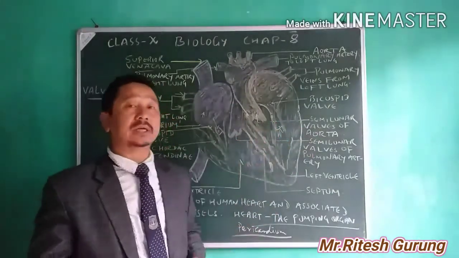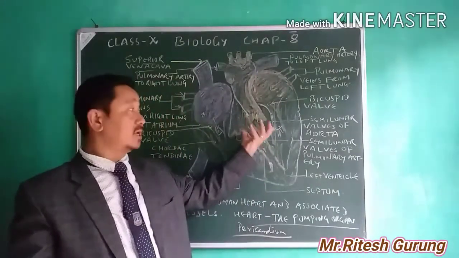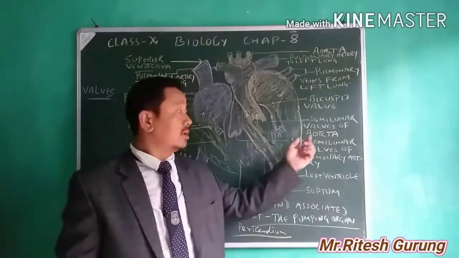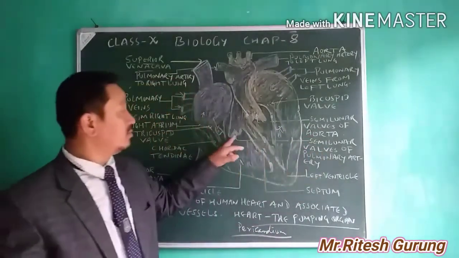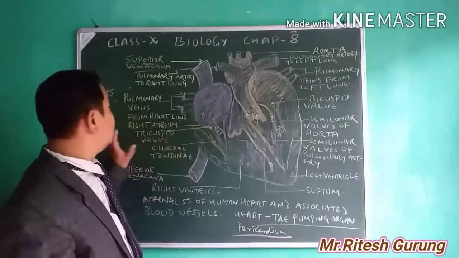They are called semilunar valves because they look like a half moon. That's why they are called the semilunar valve of the aorta and the semilunar valve of the pulmonary artery. So these are all about your valves.